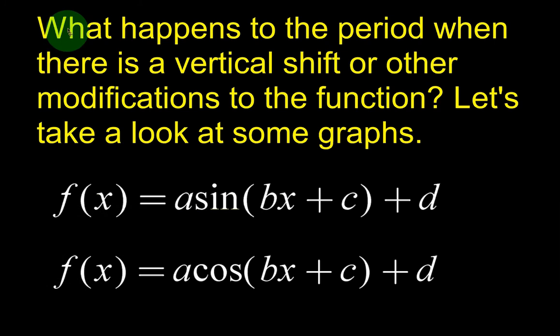We are now going to look at what happens to the period of a cosine function when there are vertical shifts or other modifications to the function. In other words, if we have f of x equals a cosine of bx plus c, plus d, does the period depend on b only, namely the absolute value of 2 pi over b as we demonstrated before, or do the a, c, and d have anything to do with it? Let's take a look at some graphs.